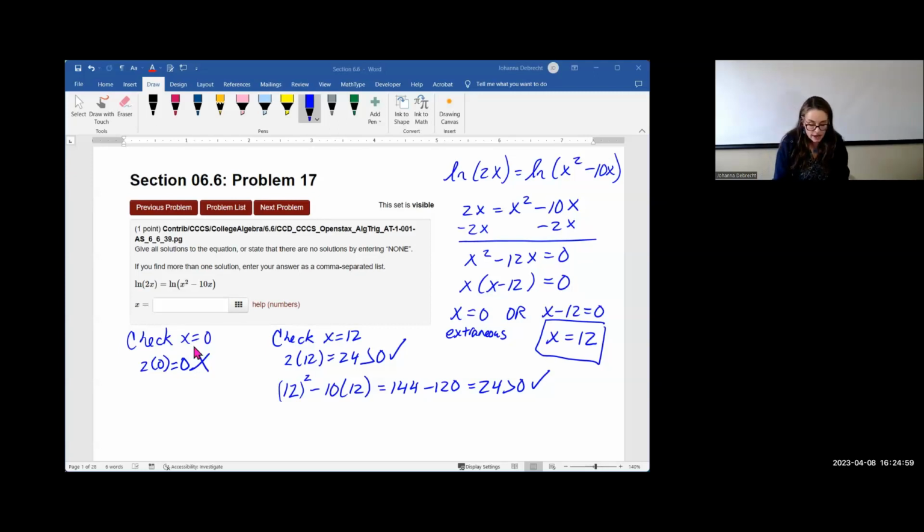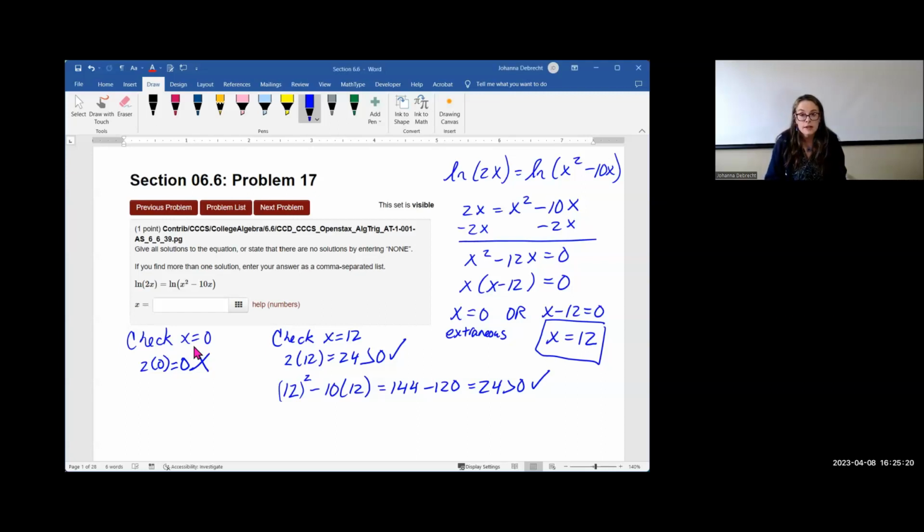When I try to check x equals 0 in the answer part on the left, I get that 2 times 0 is 0. But answer parts are not allowed to be 0, which means that this one fails. I don't need to check it in the other one. If it fails either, it's out. That makes x equals 0 extraneous.